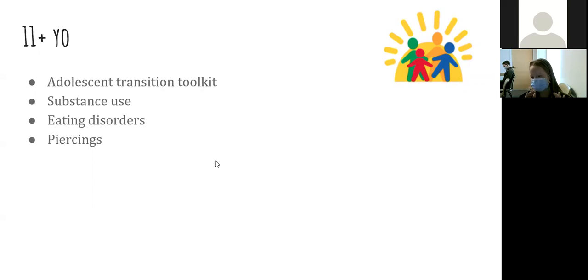But specific things you want to talk about are substance use, particularly tobacco and meth and its effects on the teeth. You want to talk about eating disorders, because anything with purging can increase your risk for dental disease. And you want to talk about piercings, because lip and tongue piercings can increase a child's risk of having tooth fractures.